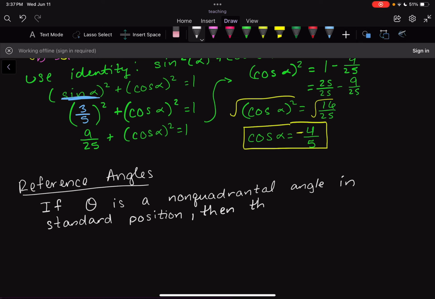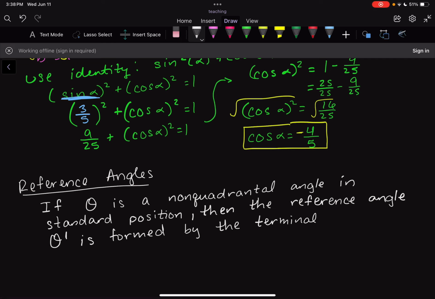Then the reference angle, which we'll call theta prime, so it's like theta with an apostrophe, but we call that theta prime, is formed by the terminal side of theta and the positive or negative x-axis.